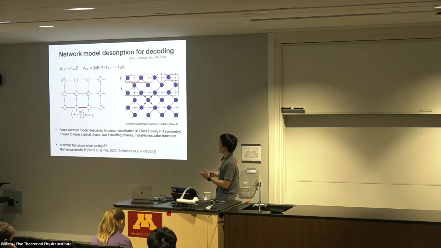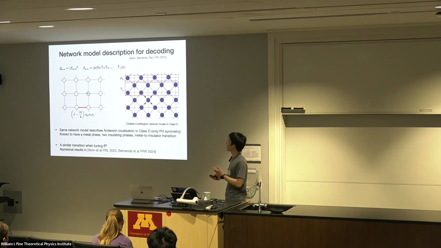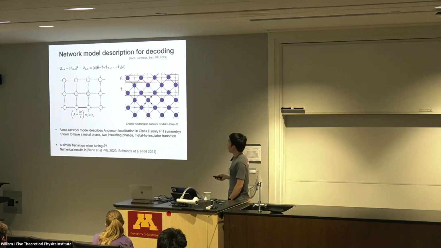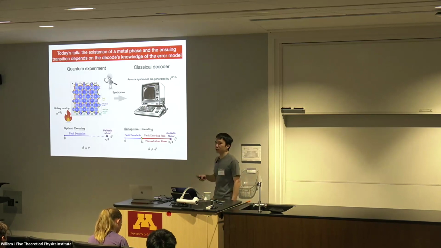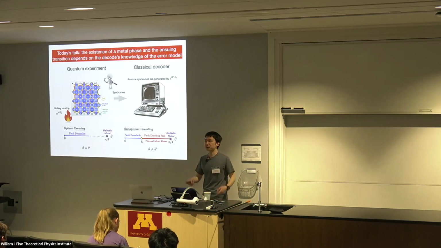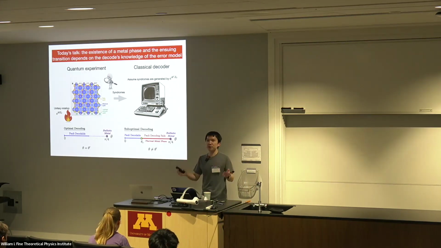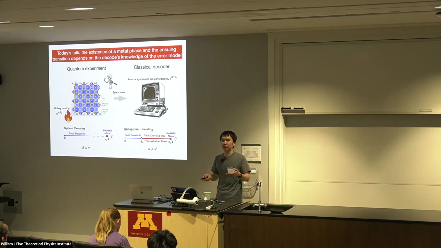Then the question one can ask is, now that the decoding problem bears a similar description to the disordered fermion problem, when you tune theta, whether one can induce a similar metal to insulator transition in the quantum error correction setup. There has been numerical evidence in these two papers. However, in today's talk, I'm going to show you there's some subtlety that needs to be clarified in this problem. In particular, the existence of a metal to insulator transition heavily depends on the decoder's knowledge of the underlying error model.